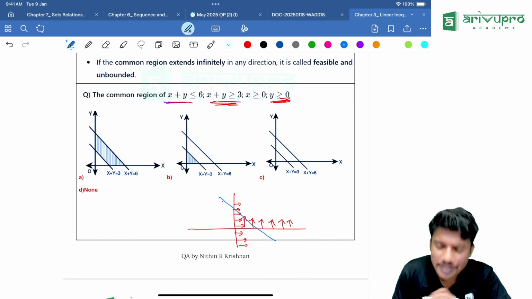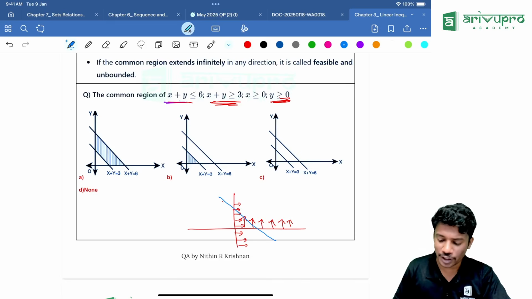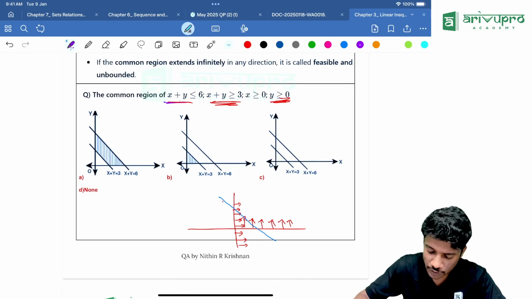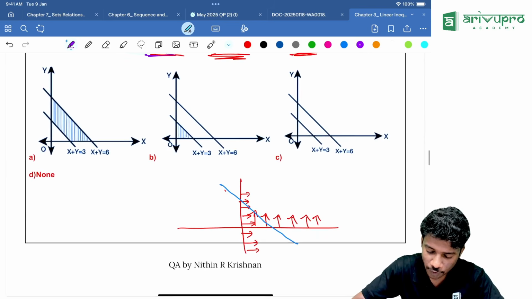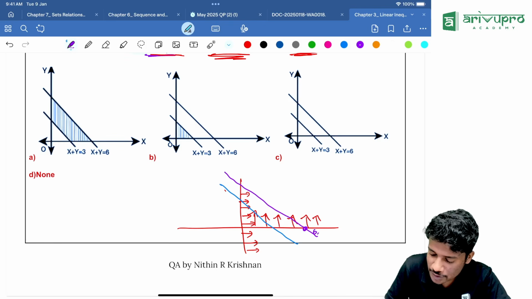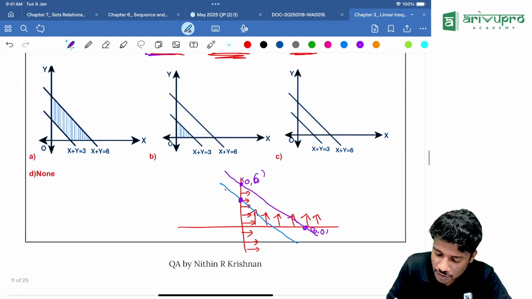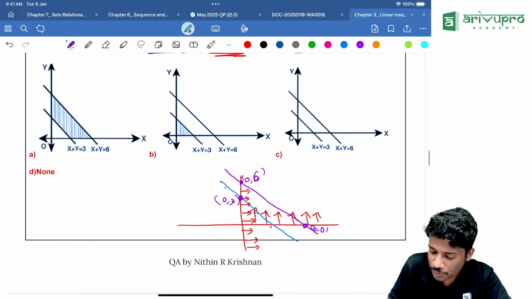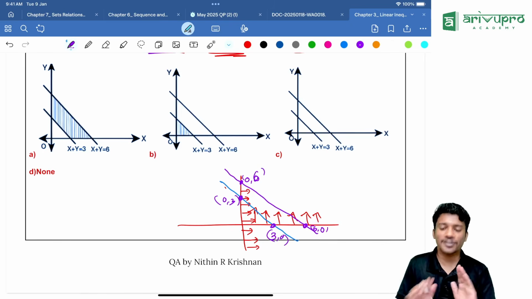Now x plus y less than or equal to 6. How will the graph look? That also will look like this. This point will be 6 comma 0. This point will be 0 comma 6. This point will be 0 comma 3. This point will be 3 comma 0. Now we are going to check what is the common area.